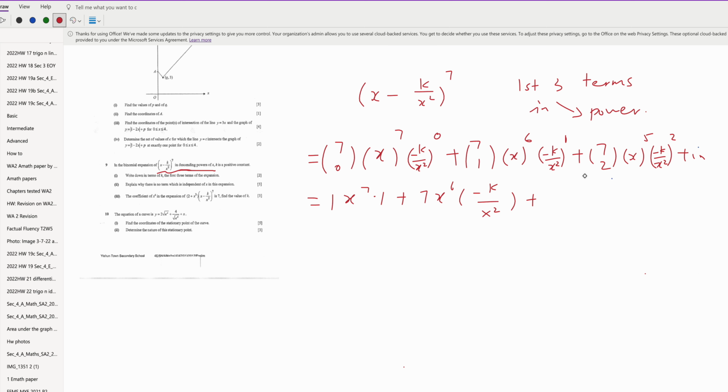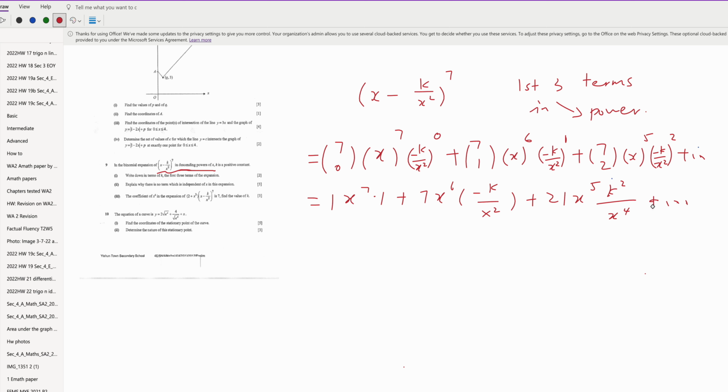Then 7 choose 2. Oh, found it. You see? You have not played with this for so long. So the square will go into each of them, right? So when you square the negative, it will become positive. So it's k squared, so it's x to the power of 4. Just now I said the square into the negative 1 will become positive. So that's why you end up with this.